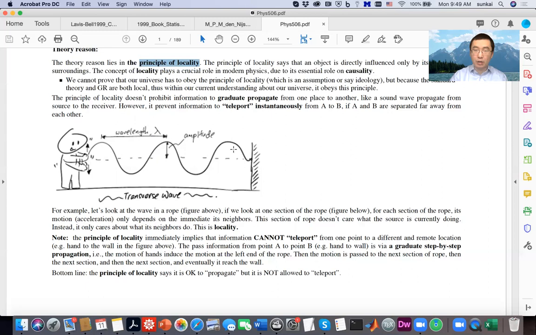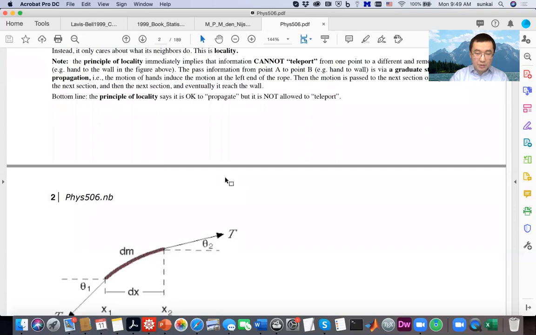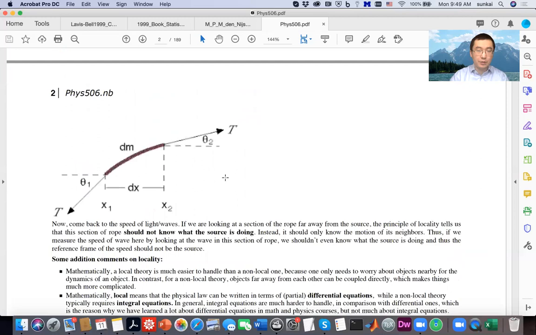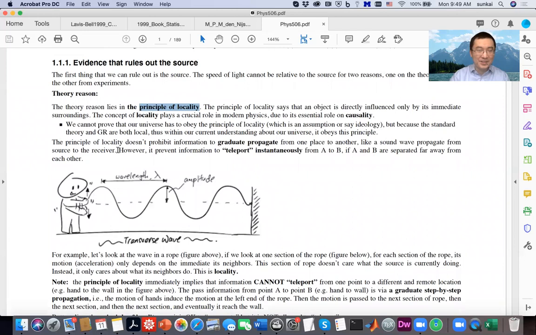This principle of locality actually has lots of important implications in modern physics. Let me give some comments. Oh, sorry, before I do that, I haven't shown you the proof yet. Let me do the proof first. The main focus of this section is to show you that the speed of light cannot be relative to the source. From the principle of locality, if we believe it is true, then obviously the speed of a wave cannot be defined relative to the source. The source cannot be the reference frame for the speed.